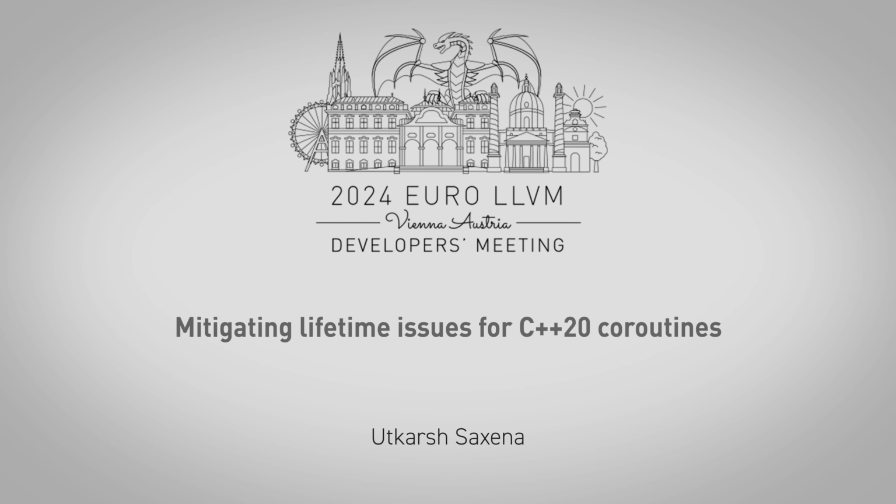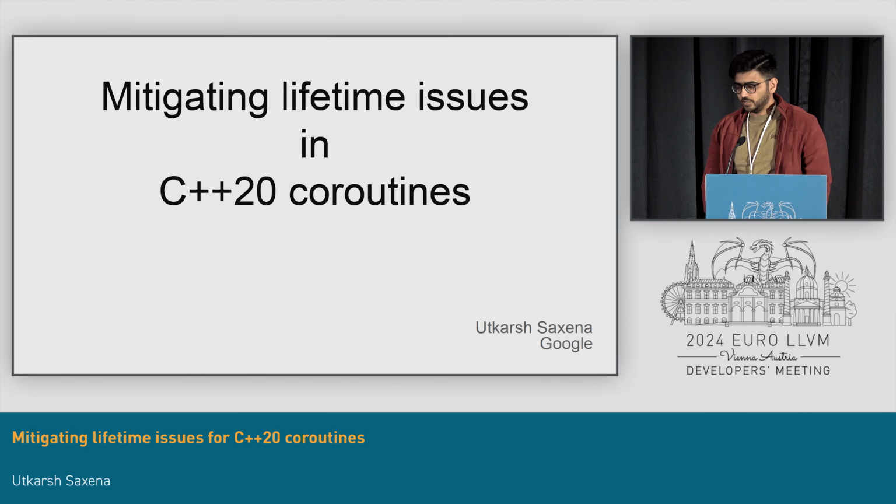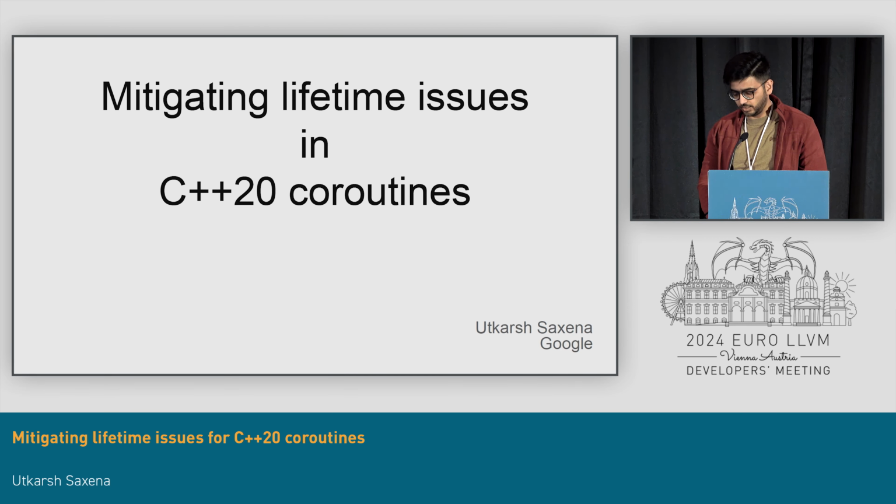I've been working on Clang, the Clang frontend, and Clang tooling. Today, I'll be talking about C++20 coroutines: what they are, what the common lifetime issues are that we can encounter while using coroutines, and some ways developed in Clang to mitigate and detect those at compile time.